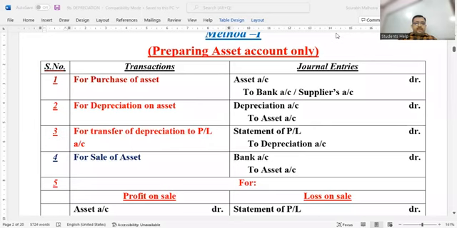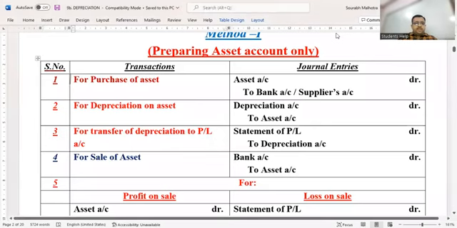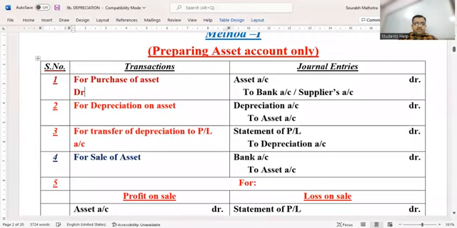I happen to write the rules also here in case people might forget. So there should be no confusion. It is debit what comes in and credit the giver. Heard this well?